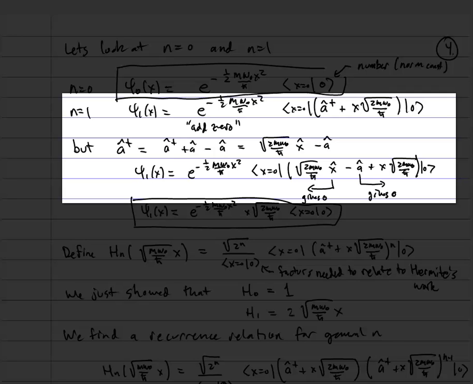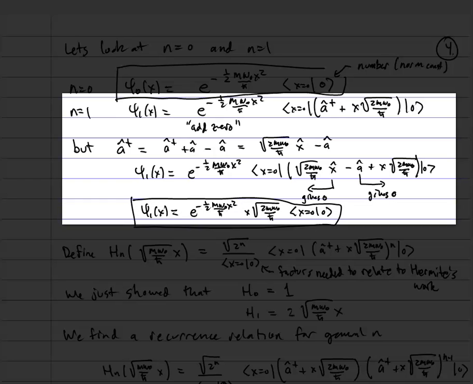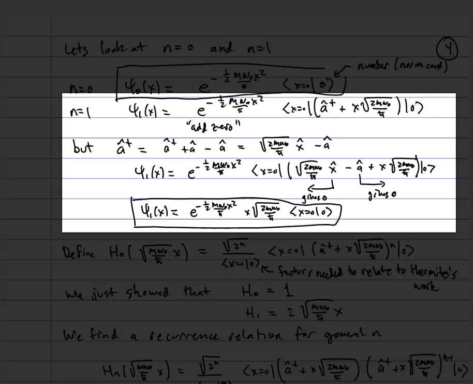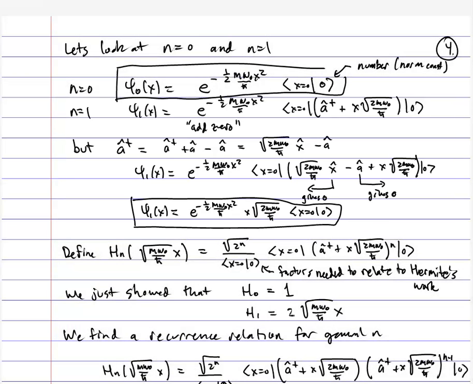Now the a hat can act on the state on the right, and a hat annihilates the ground state, so that term is going to give 0. And I'm just left with this term, x square root of 2m omega 0 over h bar times that same overlap, x equals 0 acting on the ket 0. And so I just get that number that comes out. All right, and that's psi 1 of x. I hope that you recognize that those are the ground state and the first excited state of the simple harmonic oscillator, up to a normalization factor that we still have to work out.